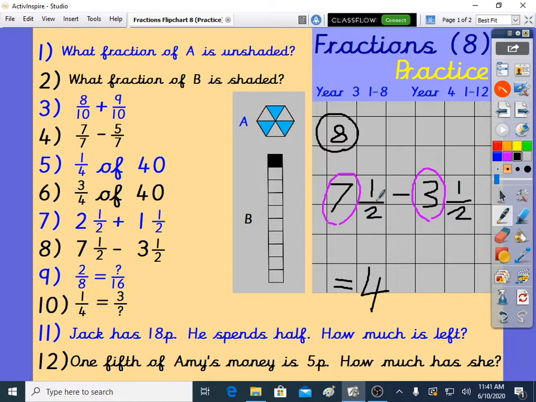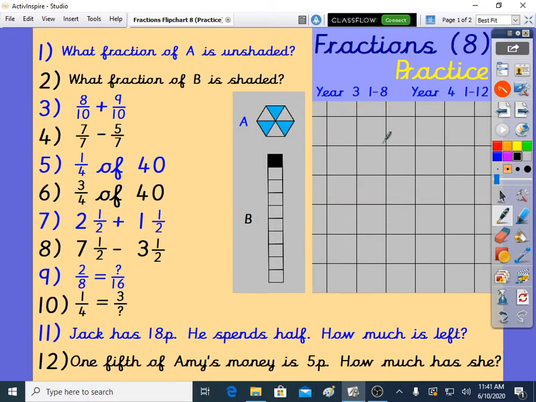But we've also got a half. But then we take off a half. So a half take away the half is just nothing. So we're okay with 4. The answer is 4. 7.5 take away 3.5 equals 4. That's question 8 done, and we're on question 9. Question 9 is similar to yesterday.